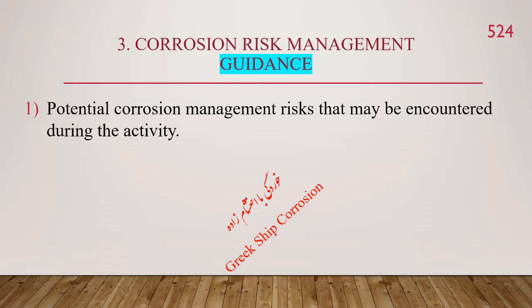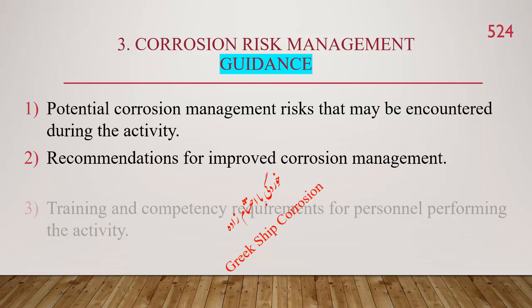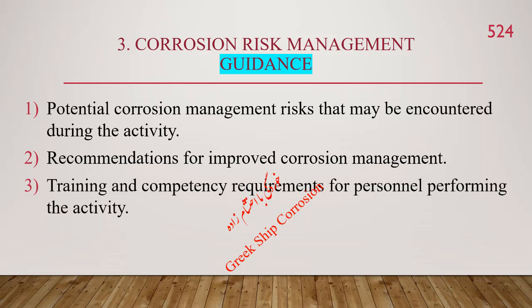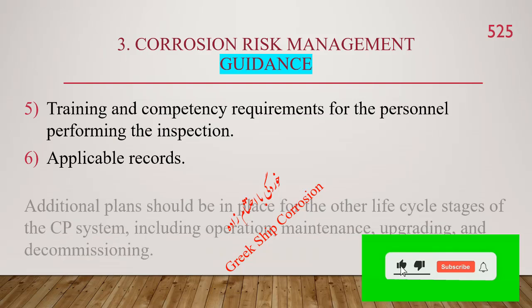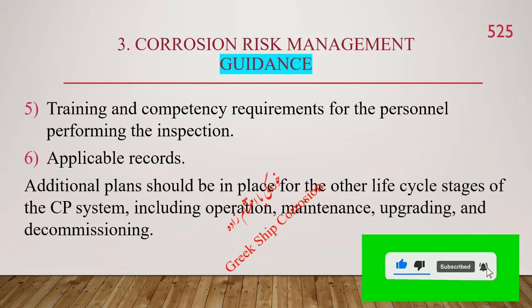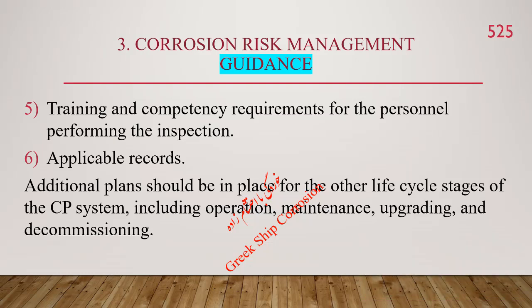1. Potential corrosion management risks that may be encountered during the activity. 2. Recommendations for improved corrosion management. 3. Training and competency requirements for personnel performing the activity. 4. Inspection requirements. 5. Training and competency requirements for the personnel performing the inspection. 6. Applicable records. Additional plans should be in place for the other life cycle stages of the CP system, including operation, maintenance, upgrading, and decommissioning.